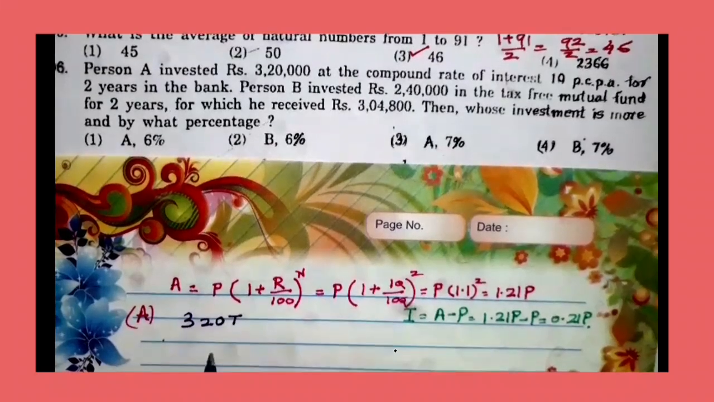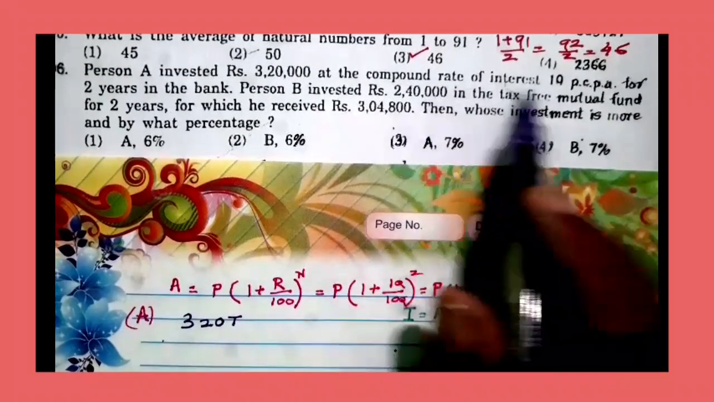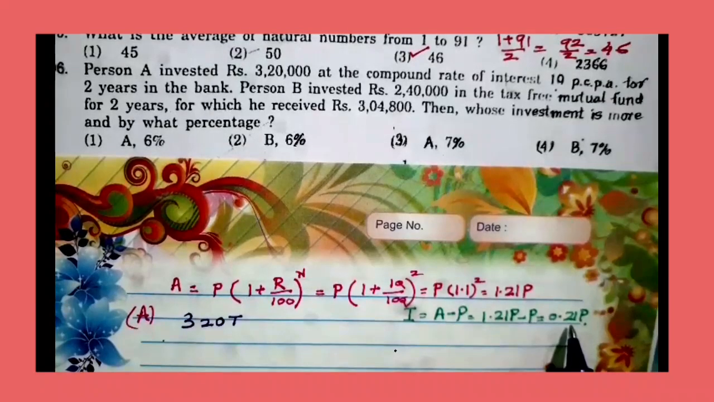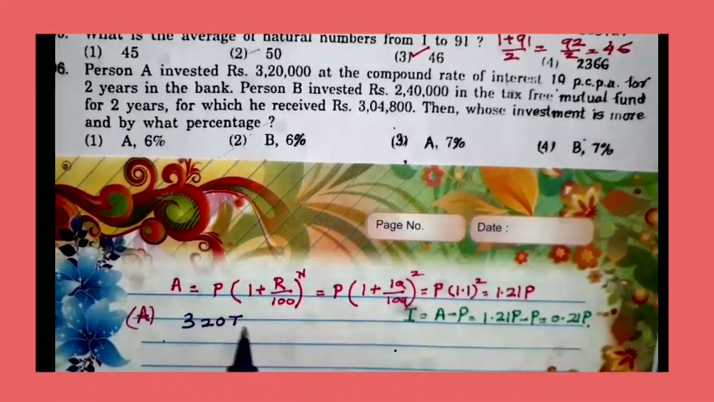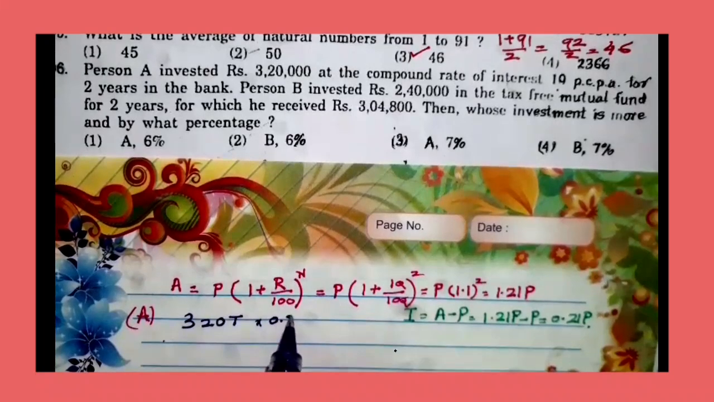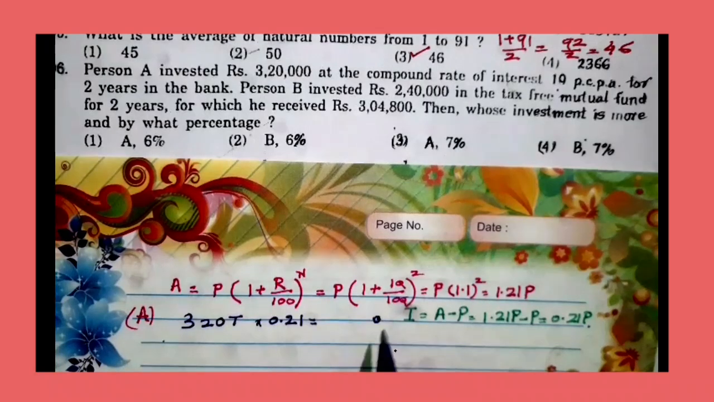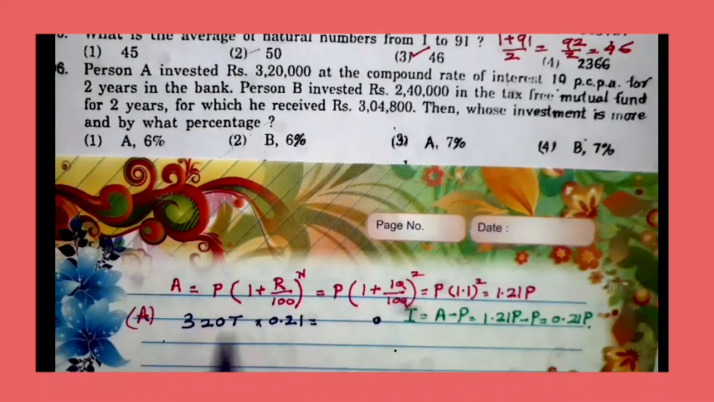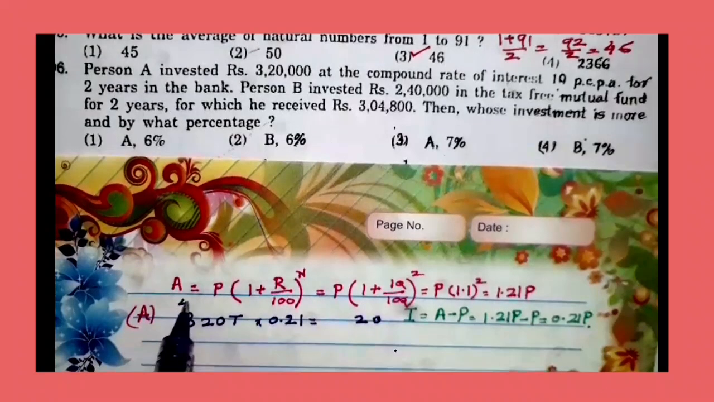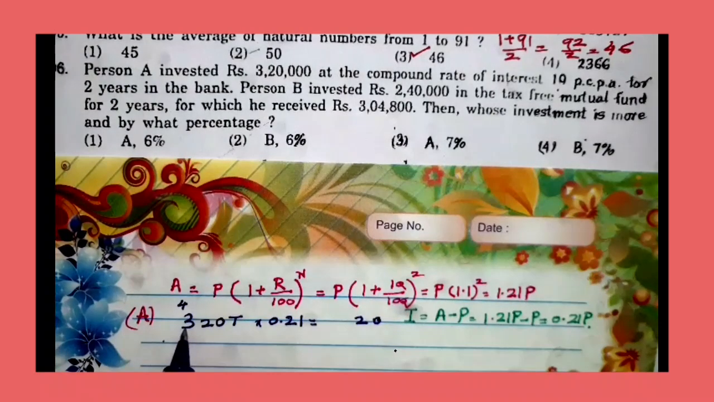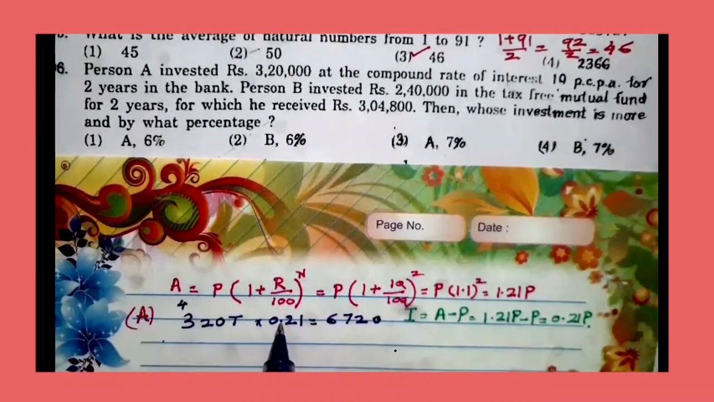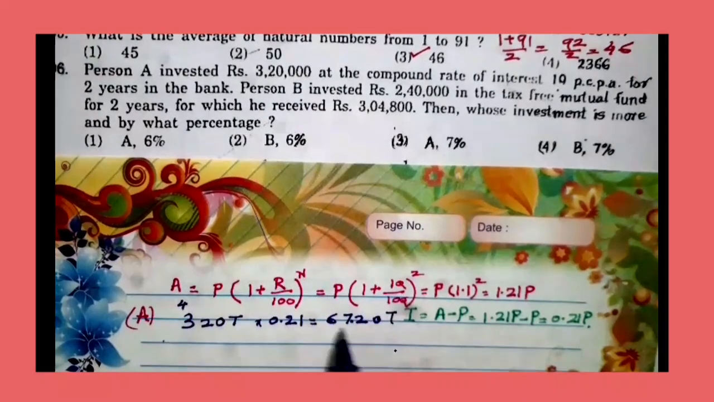A person A invests 3,20,000 compounded at the rate of 10. At the rate of 10 we can get interest as 0.21. Now multiply: 21 times 2 is 42. 21 times 3 is 63 plus 4 is 67, and there are 2 points, that is 67,20,000.